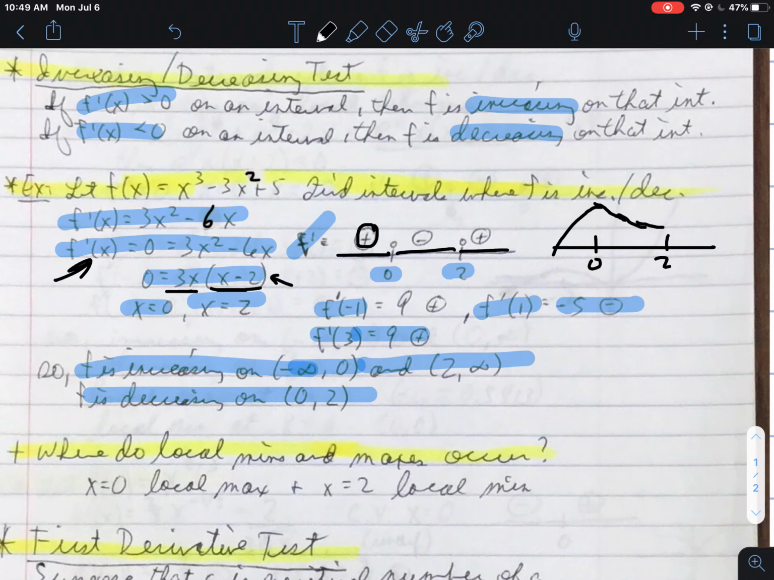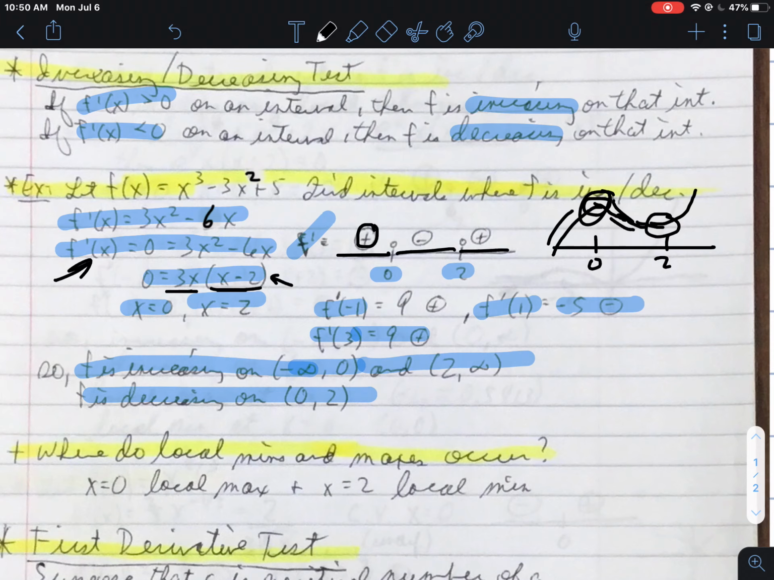And then notice at 2 we have a change in our derivative from negative to positive, which means we're changing from decreasing to increasing. And so what we're looking for is at those critical numbers, do you have a change in the behavior of your function? And if you're changing from increasing to decreasing, then at that point you're going to have a local max.